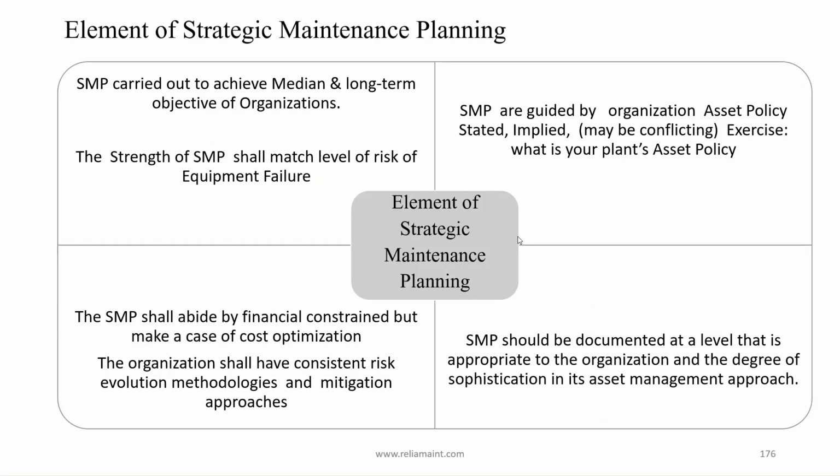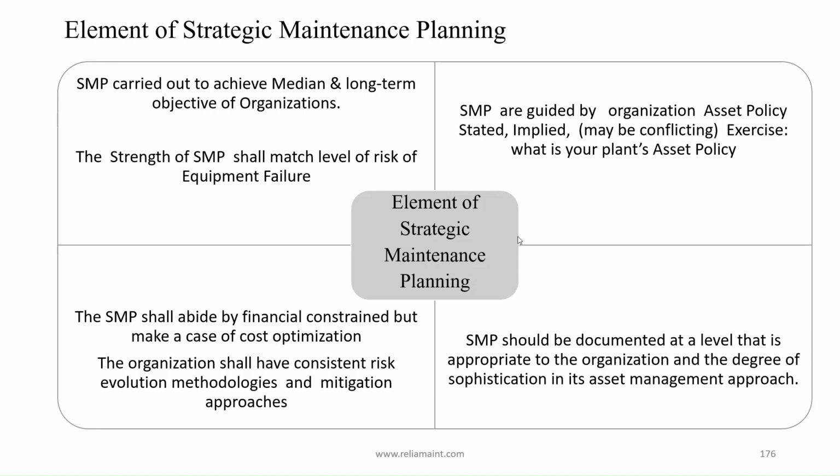Element of strategic maintenance planning. Strategies and plans (S&P) are carried out to achieve medium and long-term objectives of organizations. The strength of S&P shall match the level of risk of equipment failure. S&P are guided by the organization's asset policy, stated or implied, may be conflicting. Exercise: what is your plant's asset policy? The S&P shall abide by financial constraints but make a case for cost optimization. The organization shall have consistent risk evaluation methodologies and mitigation approaches.